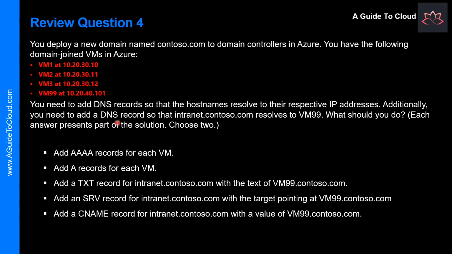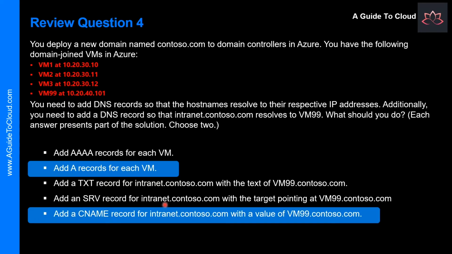Additionally, you need to add a DNS record so that internet.contoso.com resolves to VM99. So what should you do? We need to pick two answers to complete the whole solution. We learned about these different types of records and how you can add them in DNS in the previous module. So the correct answer is adding an A record and a CNAME record.